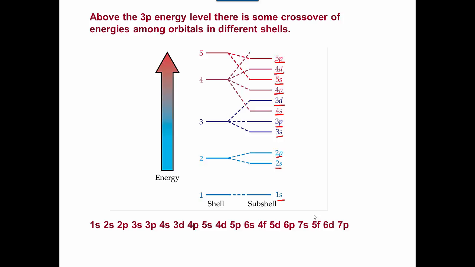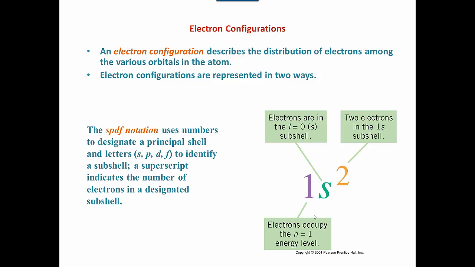Down here, I have the filling order. So after the 5p, the 6s fills, then the 4f, the 5d, the 6p. Then the 7s, the 5f, the 6d, and the 7p. So let's take a look here at how this works.